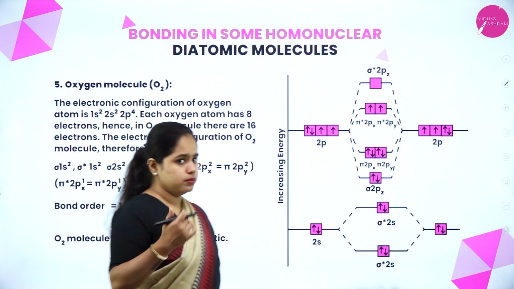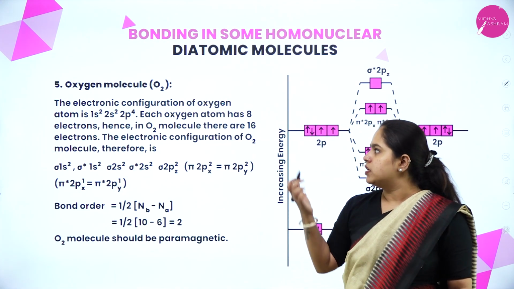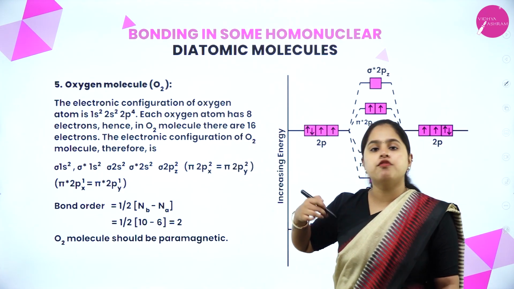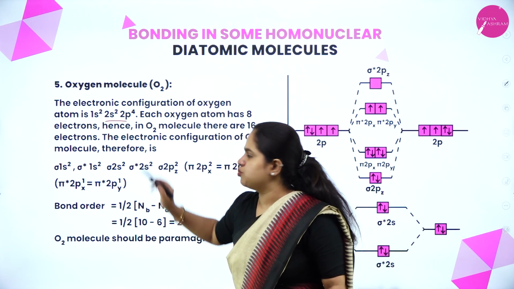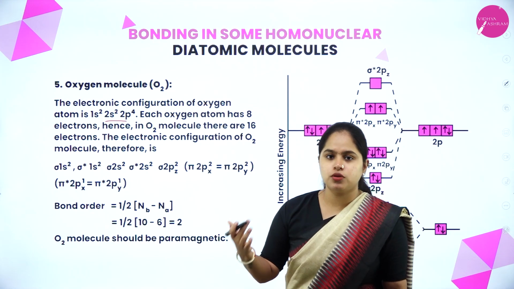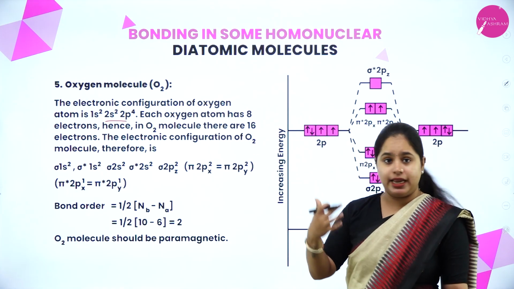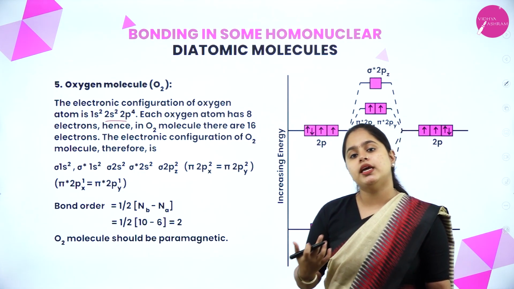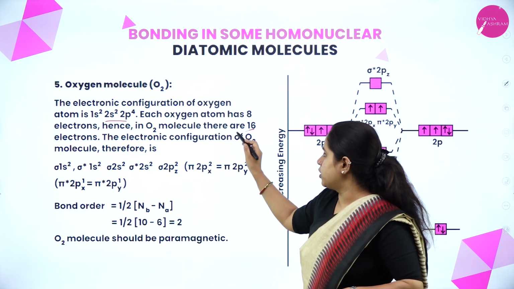Now moving on to the last diatomic molecule, that is oxygen. In the case of oxygen, the electronic configuration of the oxygen atom in its ground state is 1s2, 2s2, 2p4. Atomic number is 8. Now each oxygen atom has 8 electrons in total. So how many electrons will be there in the oxygen molecule? 8 into 2, that is 16 electrons will be present.